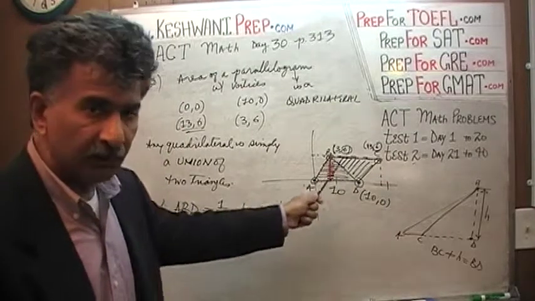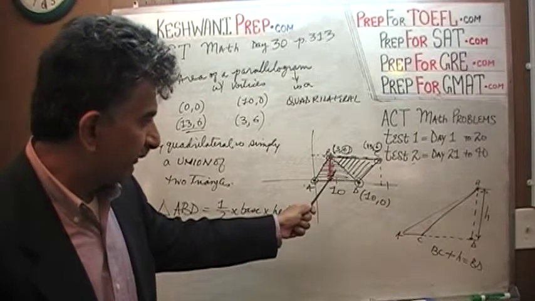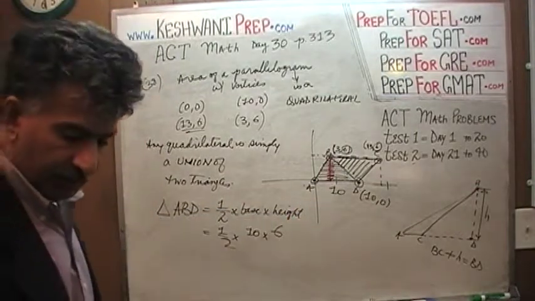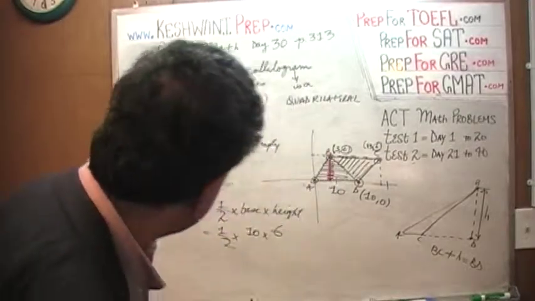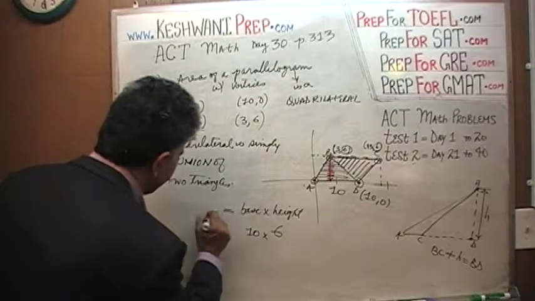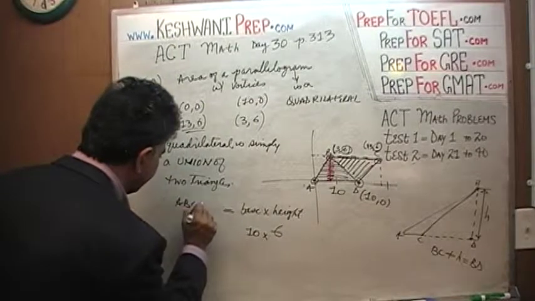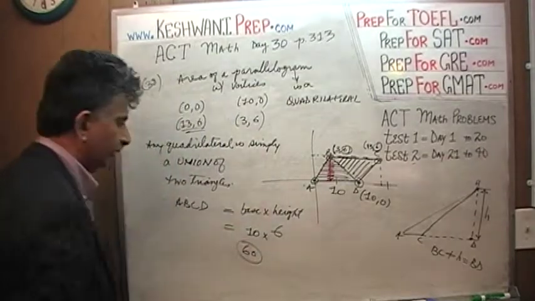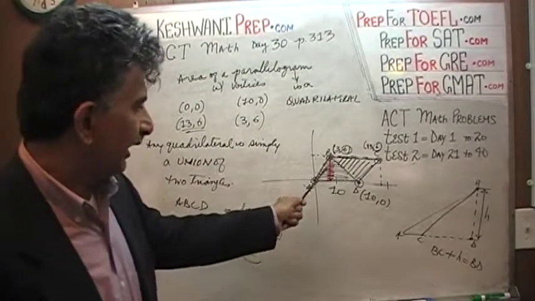Since we're looking for the area of the parallelogram, the area of the parallelogram is going to be this plus this. In other words, instead of taking half base times height, all we have to do is just take the base times height. Base times height equals the area of the parallelogram ABCD. And that's just 60. The base is 10 and the height is 6.